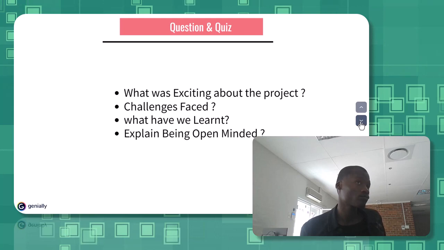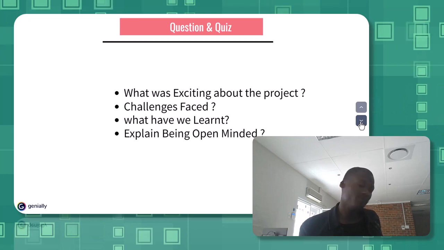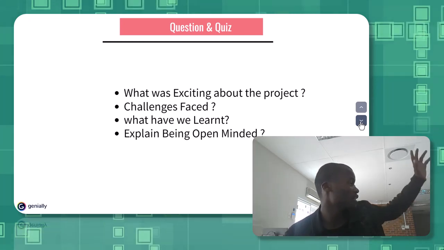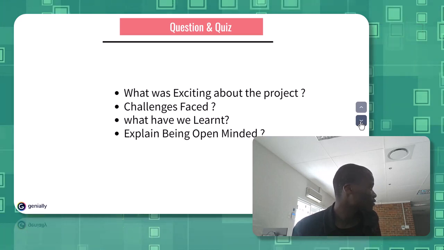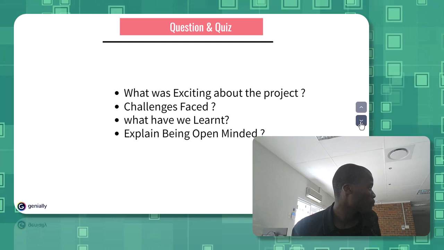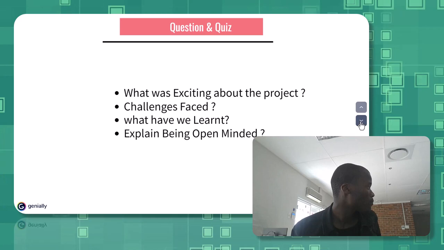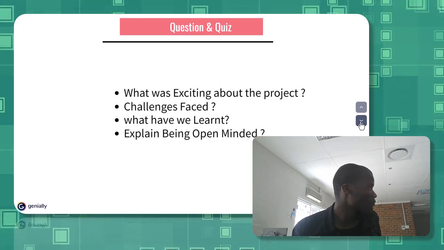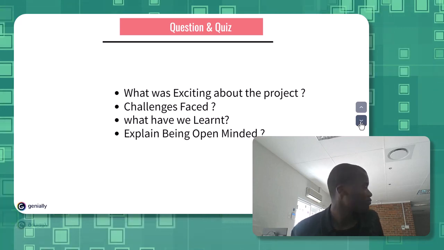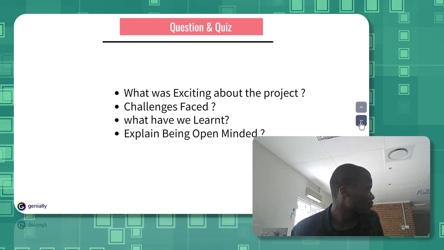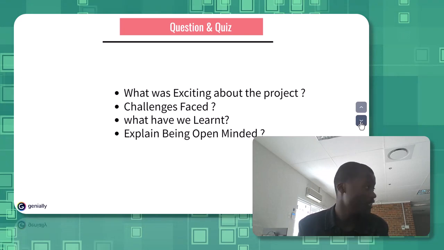What have we learned? In all of the tags that we learned, from session 1 to 2, what I can specifically say that I learned was being able to navigate between pages, because we didn't get that in the example. Explain being open-minded: it's basically not being set in your ways, being open to new things and such.